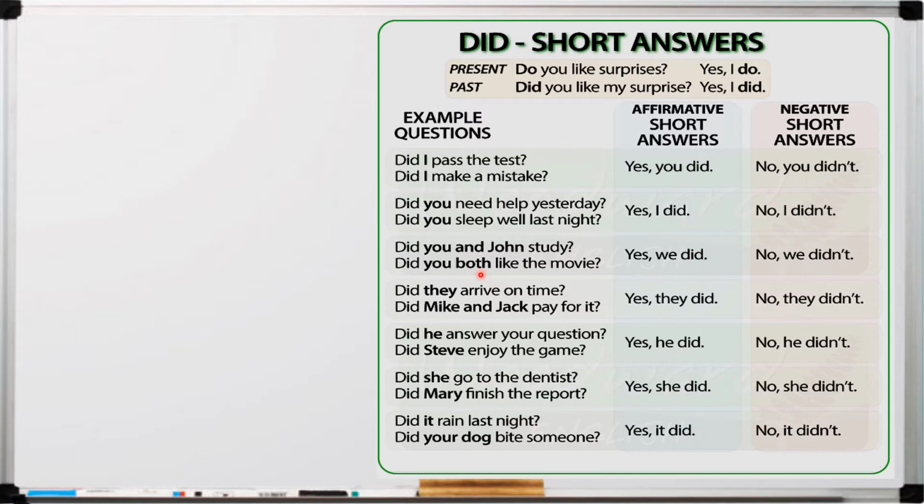Now look at this long chart. For making yes/no questions, if in present we say, do you like surprises? And we answer with yes, I do, or no, I don't. In past, we then use the past auxiliary verb, did you like my surprise? And the answer will use the same auxiliary verb. Yes, I did, or negative, no, I didn't. Now notice that all my questions are made with the auxiliary verb and the verb in the base form.